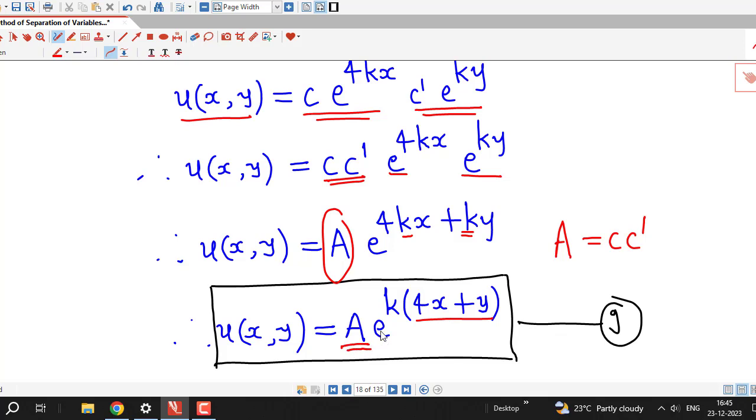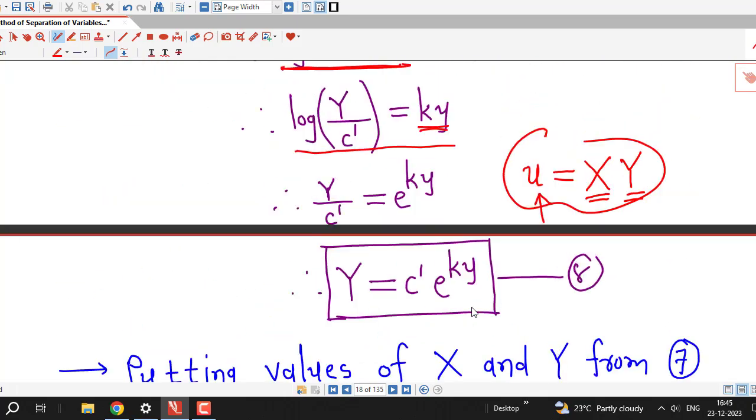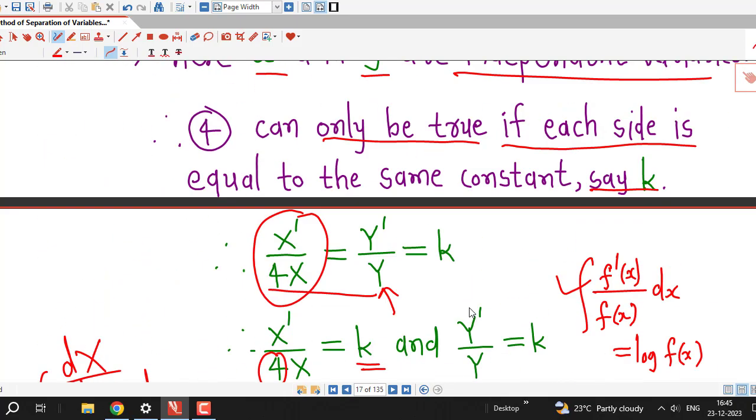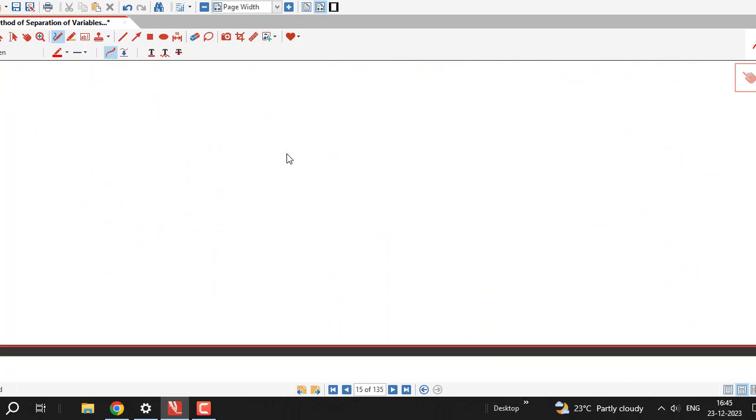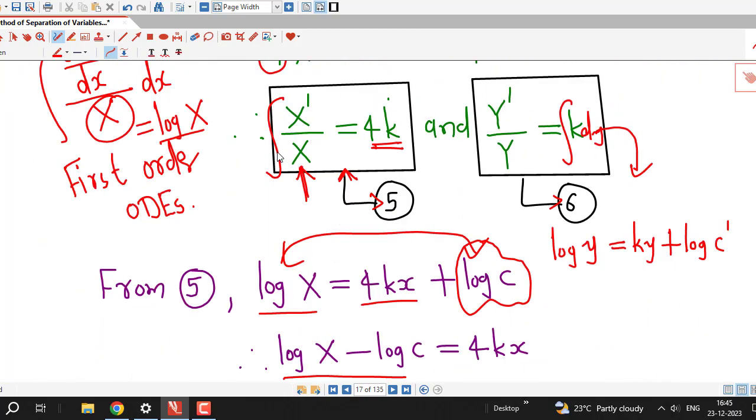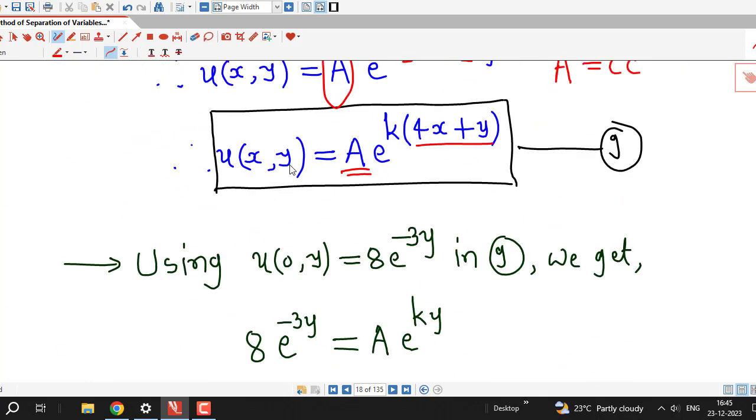So for different values of A, we will have different solutions. Now we are asked to find the solution satisfying the given condition. The given condition is that when x equals 0, u is 8 times e raised to minus 3y. So in whatever solution we have obtained, we have to put x equal to 0 and u equal to 8 times e raised to minus 3y, and we will be able to decide the value of the arbitrary constant. So the next step is to use that condition.